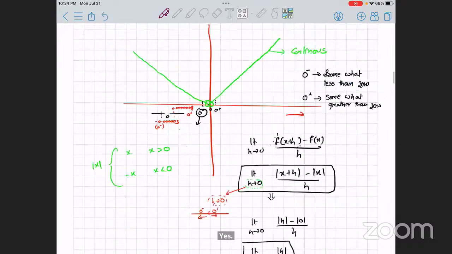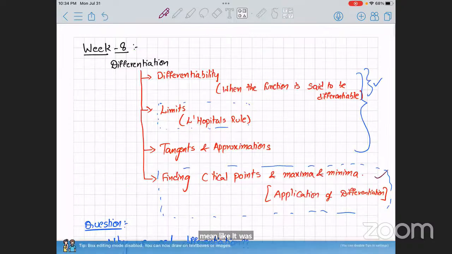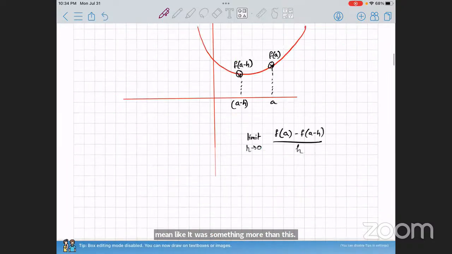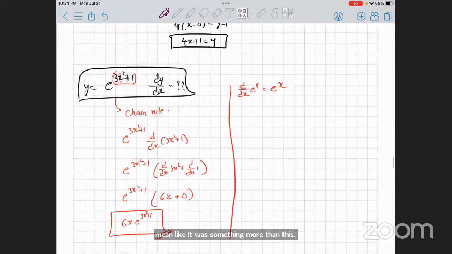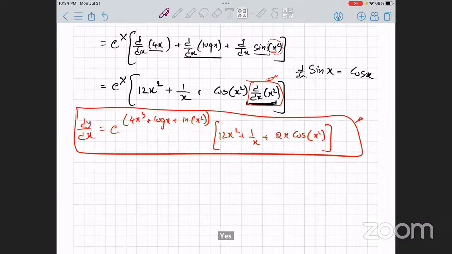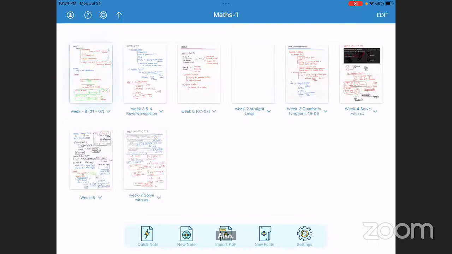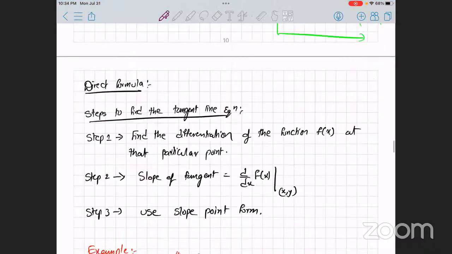I just want to give you a brief overview. There was something more than this. Clear, everyone? Any doubts? No one has any doubts?